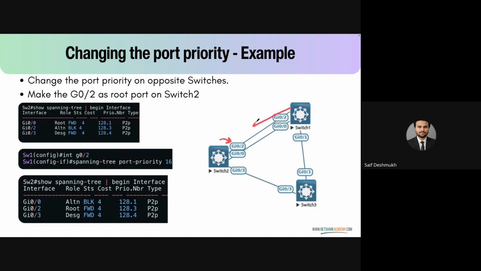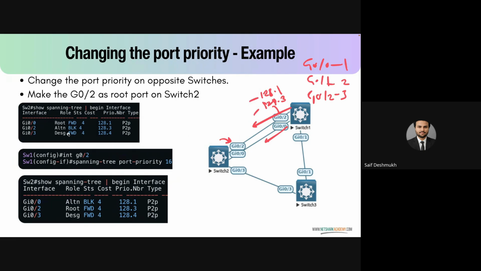When this switch sends the BPDU on its interfaces, 0/0 will have 128.1, 0/1 will have 128.2, and 0/2 will have 128.3, because this is 1, this is 2, and this is 3. That's why 0/2 is 128.3. So the BPDUs sent from these interfaces will carry these values.